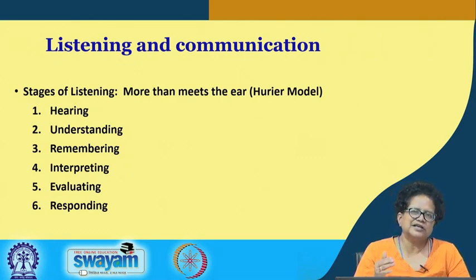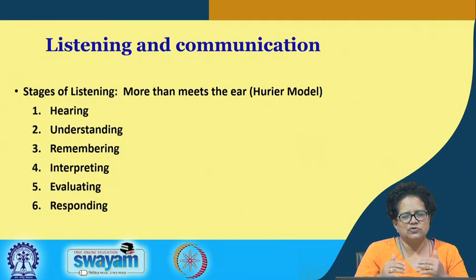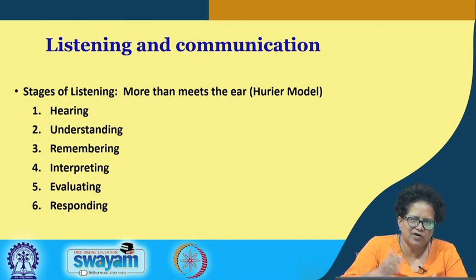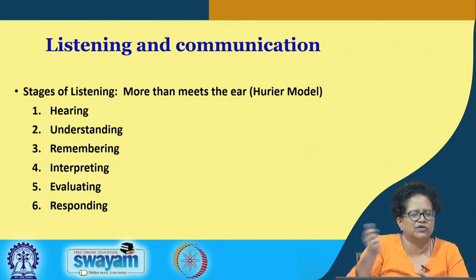So, number 2, the second stage is understanding. Basically the sound symbols are made meanings of, and your brain processes the information to understand what you have heard. Number 3 is remembering, because you have to move further. Why do you have to remember? Because you have to listen to more information and then process or move further.